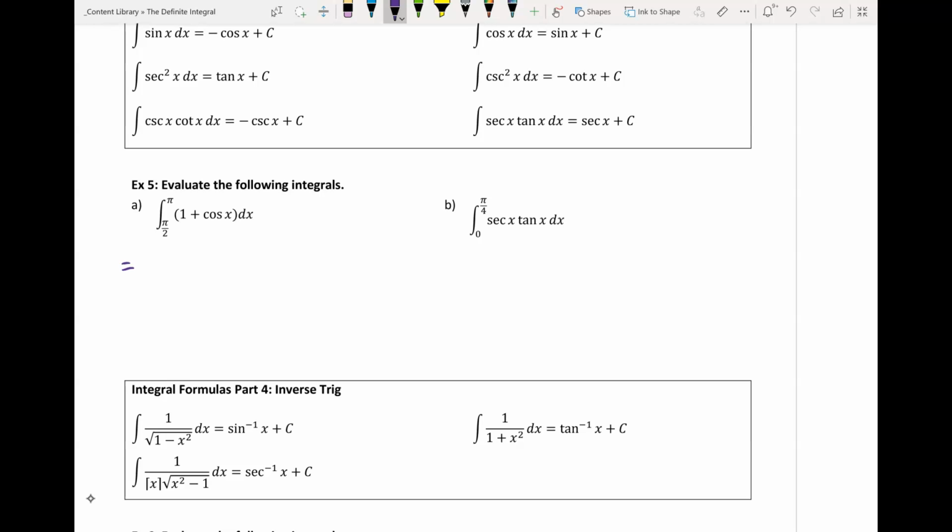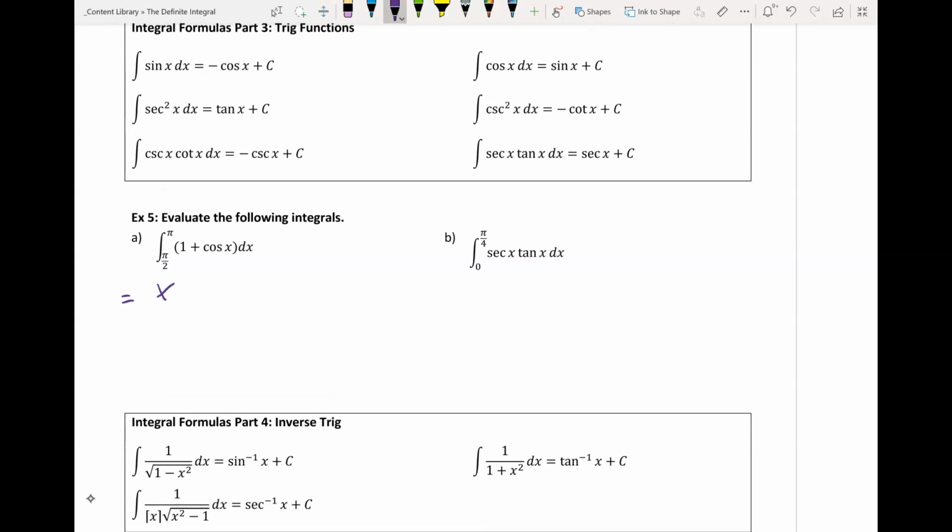But unfortunately, on the final exam, you still need to have this memorized or just know the relationships between taking the derivative and integrating. Okay, so for this next one, if we take the integral of 1, we're left with x. And then the antiderivative of cos x, if you take a look here, it's sine x. And we need to evaluate this from pi over 2 to pi.